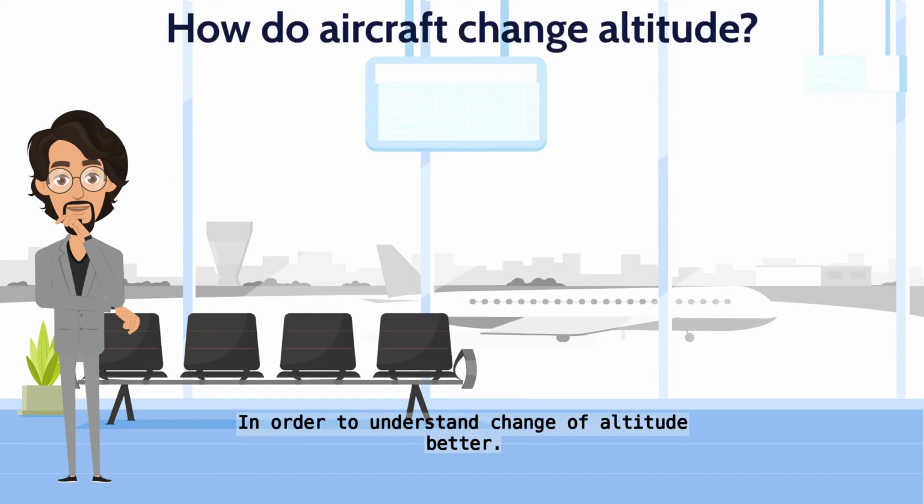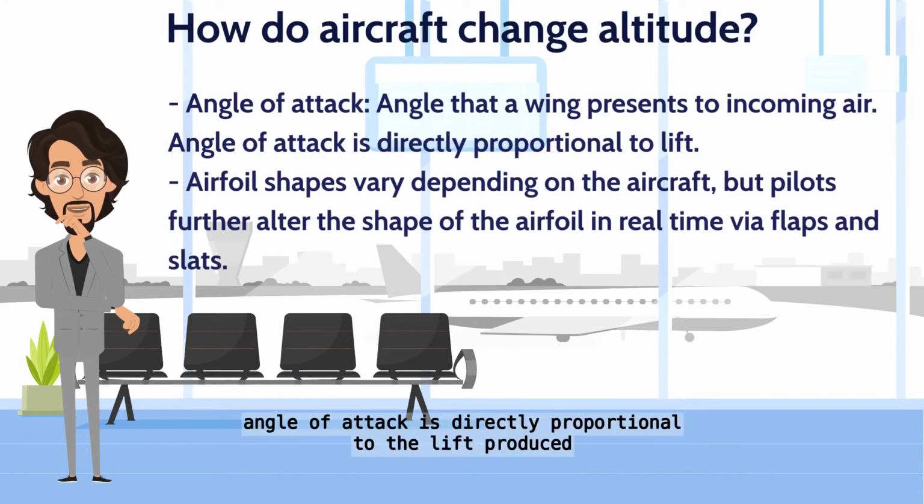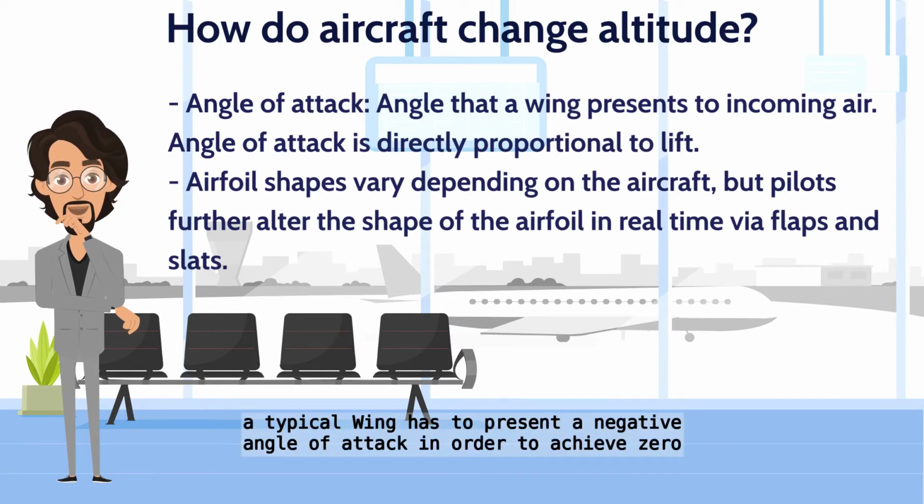In order to understand change of altitude better, we need to consider angle of attack. It is the angle that a wing presents to oncoming air. Angle of attack is directly proportional to the lift produced. A typical wing has to present a negative angle of attack in order to achieve zero lift.